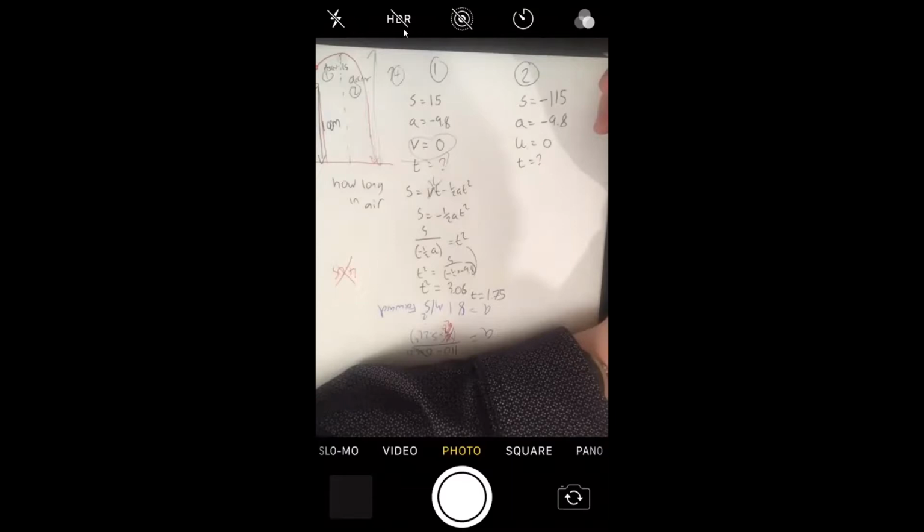Again, because U is 0, that's going to cancel this out. So S equals a half AT squared. Now that means, again, T squared equals S divided by a half A, which means this is negative 115 meters. We're going to divide by a half times negative 9.8, which is going to give me, well, so we've got negative, I'm not sure, for some reason you guys can't see. Is this lagging? Can you guys see what I'm doing? What's going on here? I think it's lagging.